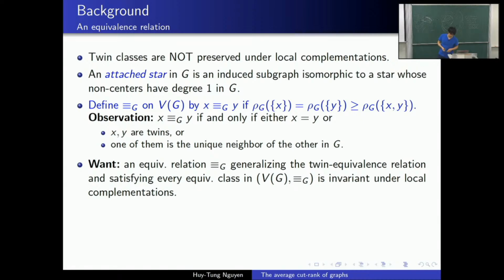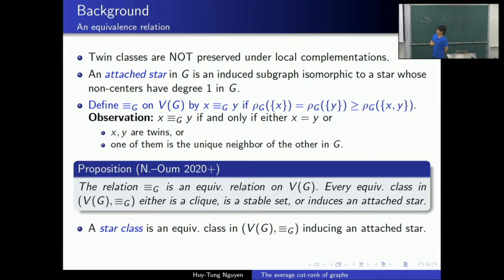This looks a little bit artificial, but then we can easily deduce that the cut rank of x is equal to the cut rank of y, and it is at least the cut rank of xy, if and only if either x is equal to y, or x and y are twins, or one of them is the unique neighbor of the other in G. So let's say if x is the unique neighbor of y in G, then it means that y has degree 1, right? And we have a proposition here. It says that this relation is indeed an equivalence relation on V(G).